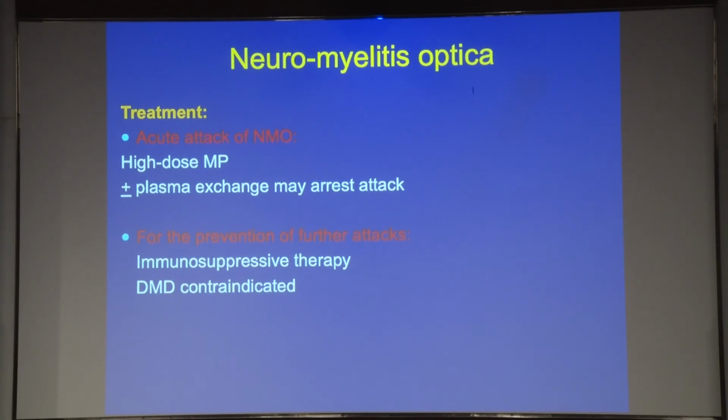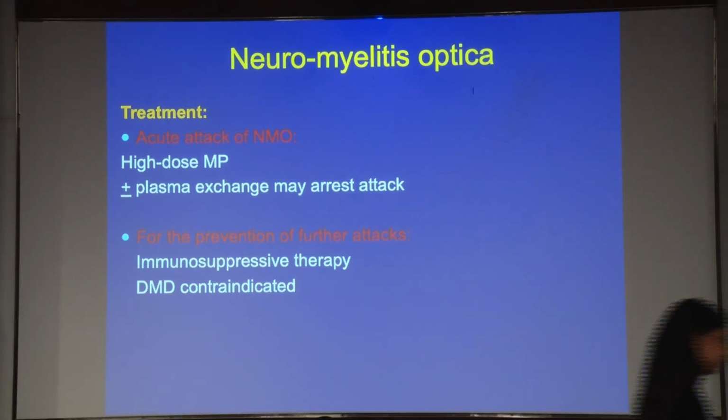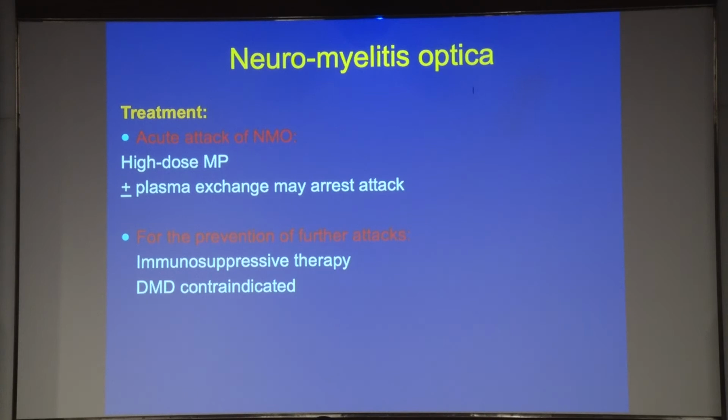Your initial management remains the same. You give high dose methylprednisolone like you would give for optic neuritis, MS related, but we tend to go on for at least 5 days. If the patient does not improve, you may actually have to discuss with the neurologist and talk about plasma exchange. So it becomes an important intervention. We've seen that this intervention has shown better visual outcomes over the long term.